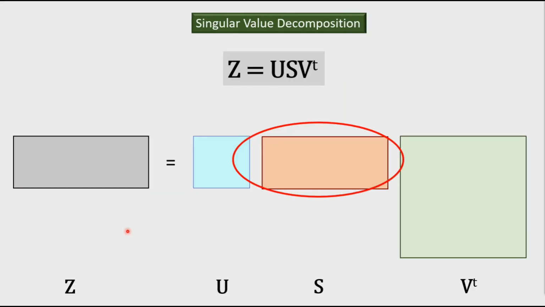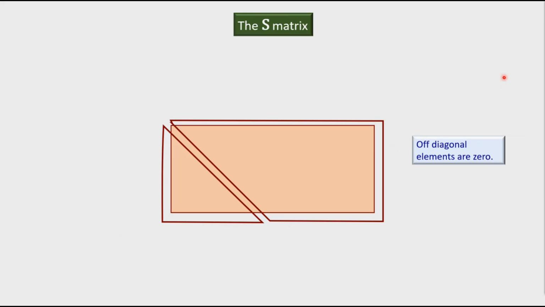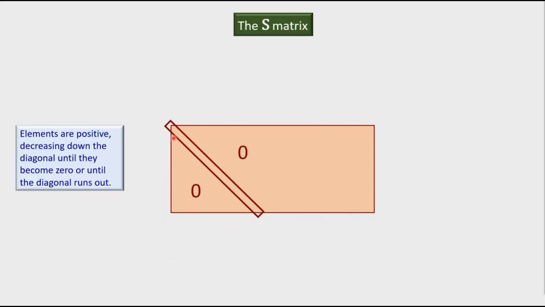Now let's look at the S matrix. This joins U to V^T. Off-diagonal elements of S are all 0. The diagonal elements down here are all positive. They start at the high values and always decrease as we go down the diagonal. Perhaps they decrease to 0 somewhere down here. Perhaps we simply run out of room.